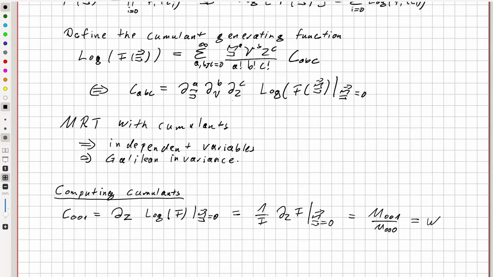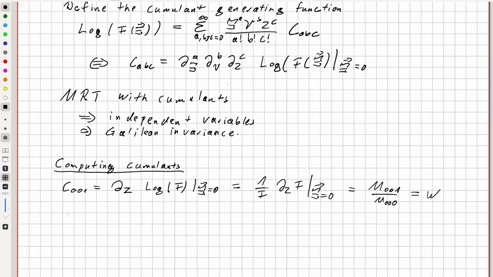Compared to the moments that we had previously, because we did not normalize them, moments are extensive quantities. That's the momentum. Here we see intensive quantities. After all this abstract stuff, we see something that we can actually understand very well. That's the velocity. The velocity comes out as a cumulant.